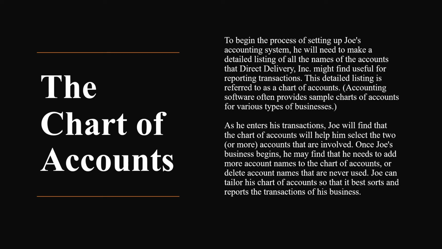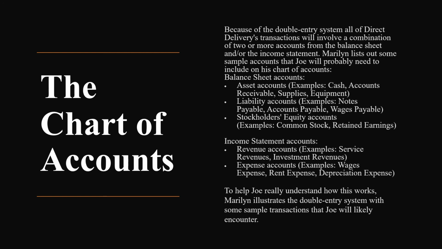Once Joe's business begins, he may find that he needs to add more account names to the chart of accounts or delete account names that are never used. Joe can tailor his chart of accounts so that it best sorts and reports the transactions of his business. Because of the double entry system, all of Direct Delivery's transactions will involve a combination of two or more accounts from the balance sheet and/or the income statement. Marilyn lists out some sample accounts that Joe will probably need to include on his chart of accounts.